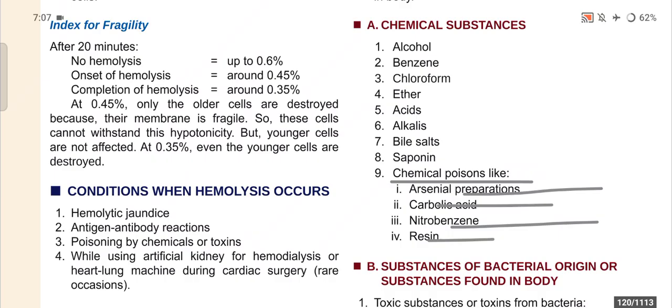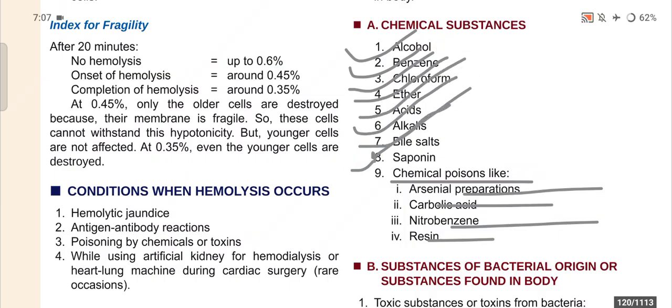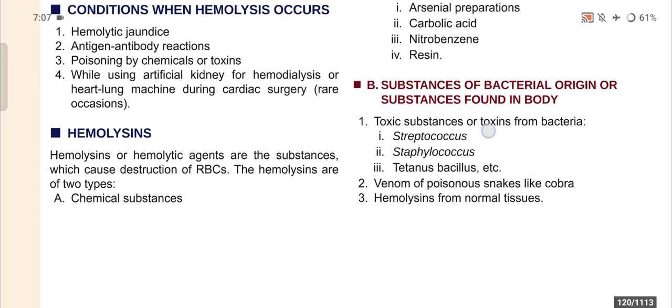So what are the chemical substances? Repeat again. Alcohol, benzene, chloroform, ether, acids, alkalis, bile salts, saponin. Then chemical poisons like arsenical preparation, carbonic acid, then nitrobenzene and resin. So these are the substances which can affect you and act as hemolysins.